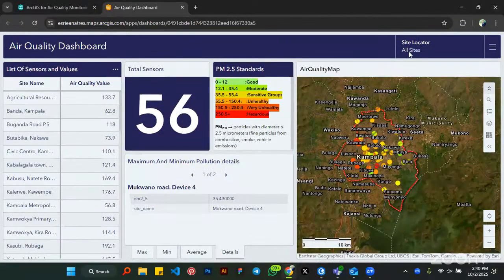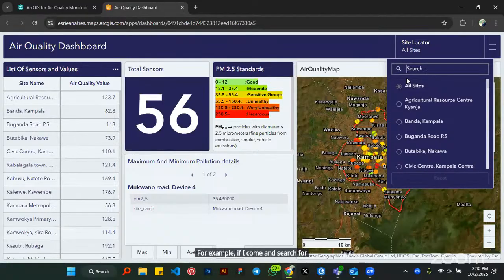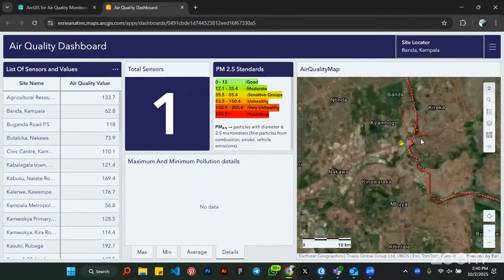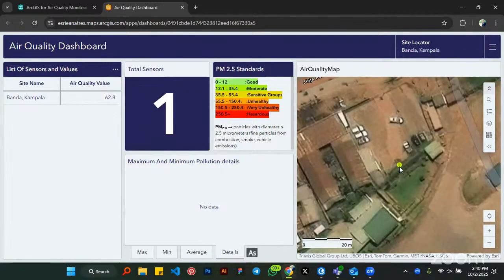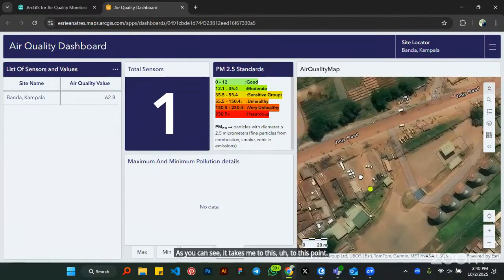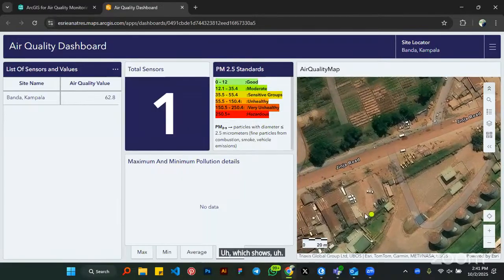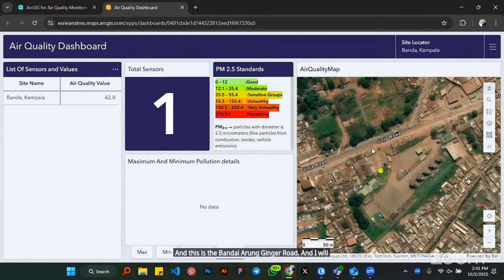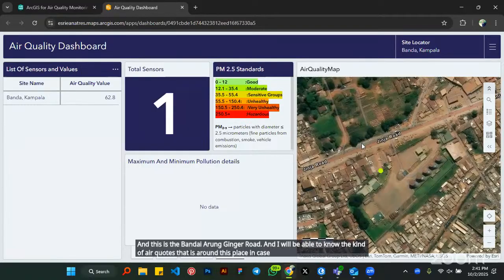I will demonstrate something else here. As you can see on the top here, I'm having a site locator. Now this site locator helps me to identify where the sensor is located, and I can take values from there. For example, if I come and search for an area like Banda, as we can see, it takes me to this point, which shows the area in the Banda area and the air quality position. And this is the Banda along Ginger Road. And I will be able to know the kind of air quality that is around this place in case I want to know.